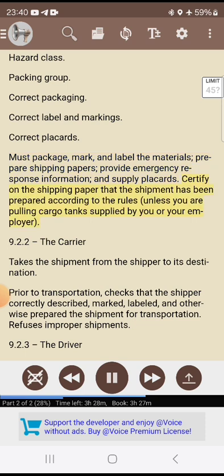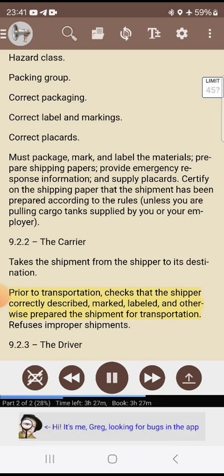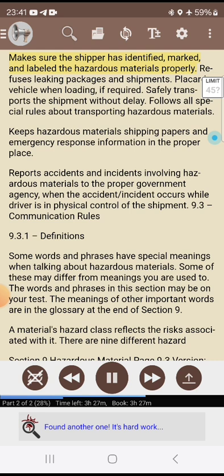Certify on the shipping paper that the shipment has been prepared according to the rules unless you are pulling cargo tanks supplied by you or your employer. 9.2.2 The carrier takes the shipment from the shipper to its destination. Prior to transportation, checks that the shipper correctly described, marked, labeled, and otherwise prepared the shipment for transportation. Refuses improper shipments. 9.2.3 The driver makes sure the shipper has identified, marked, and labeled the hazardous materials properly.